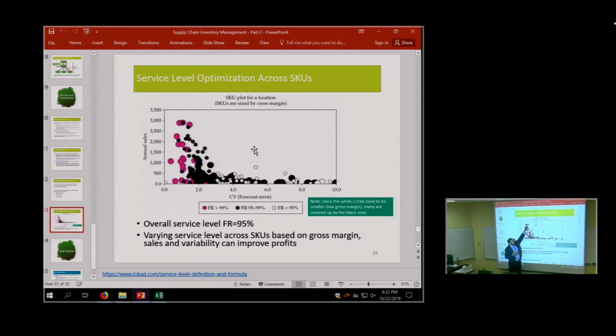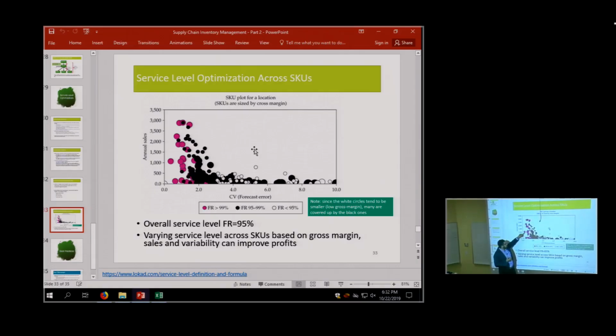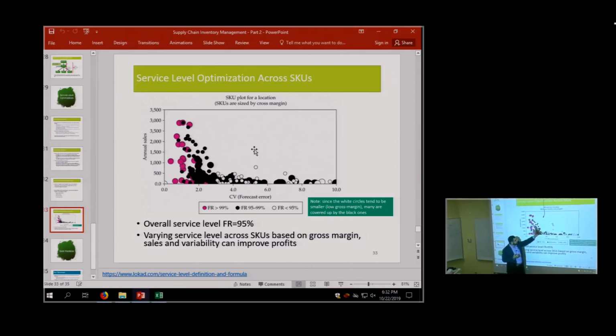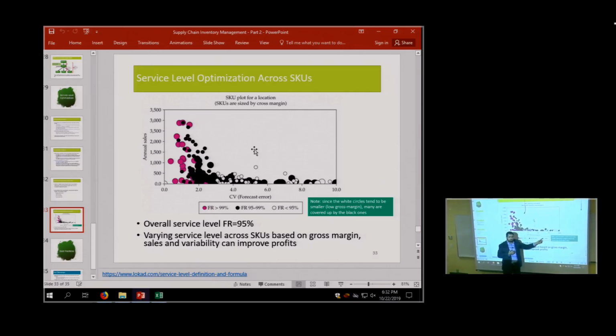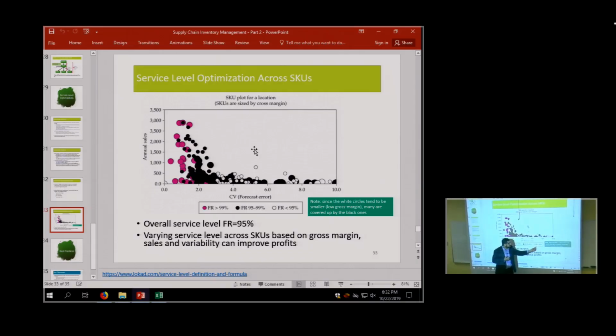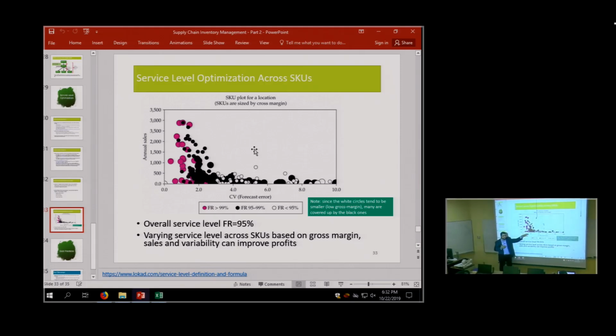So big circles in this part get more than 99% fill rate. Okay? Even here, if you have big circles, that's okay. Even if you have low demand on average, if they're very profitable, you want to give them a high fill rate. Then the middle, which is either they have high variability or not a very high gross profit or not a high sales level, we give them a medium level of fill rate. And then the ones which are kind of slow moving and high variability, we give them a much lower fill rate. Okay? And the average fill rate for all these SKUs is still 95. But by dividing the fill rate across different SKUs, we maximize our profits.